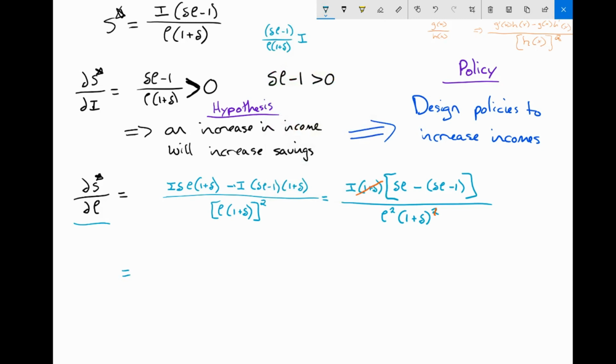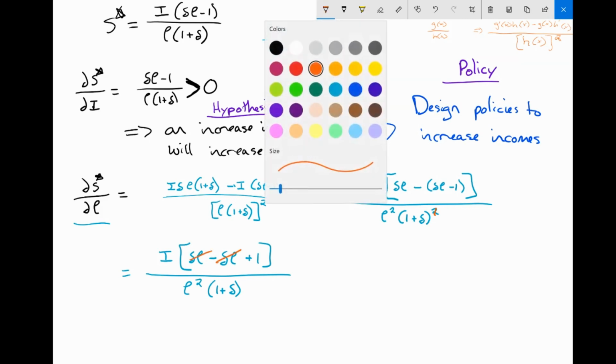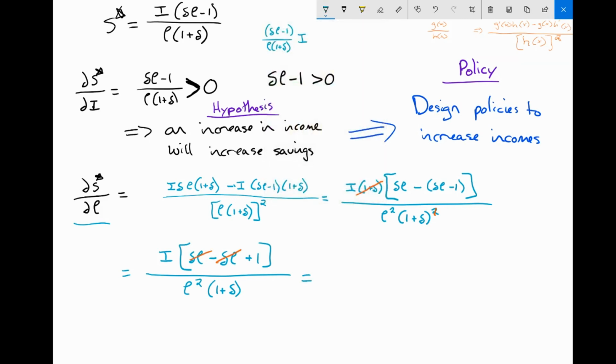Let's come down here again. Now we have I. The numerator will distribute this negative term, so it'll be this minus delta rho plus 1, all divided by rho squared times 1 plus delta. So now this is pretty straightforward. These cancel out, and this simplifies to something pretty easy. I over rho squared times 1 plus delta.